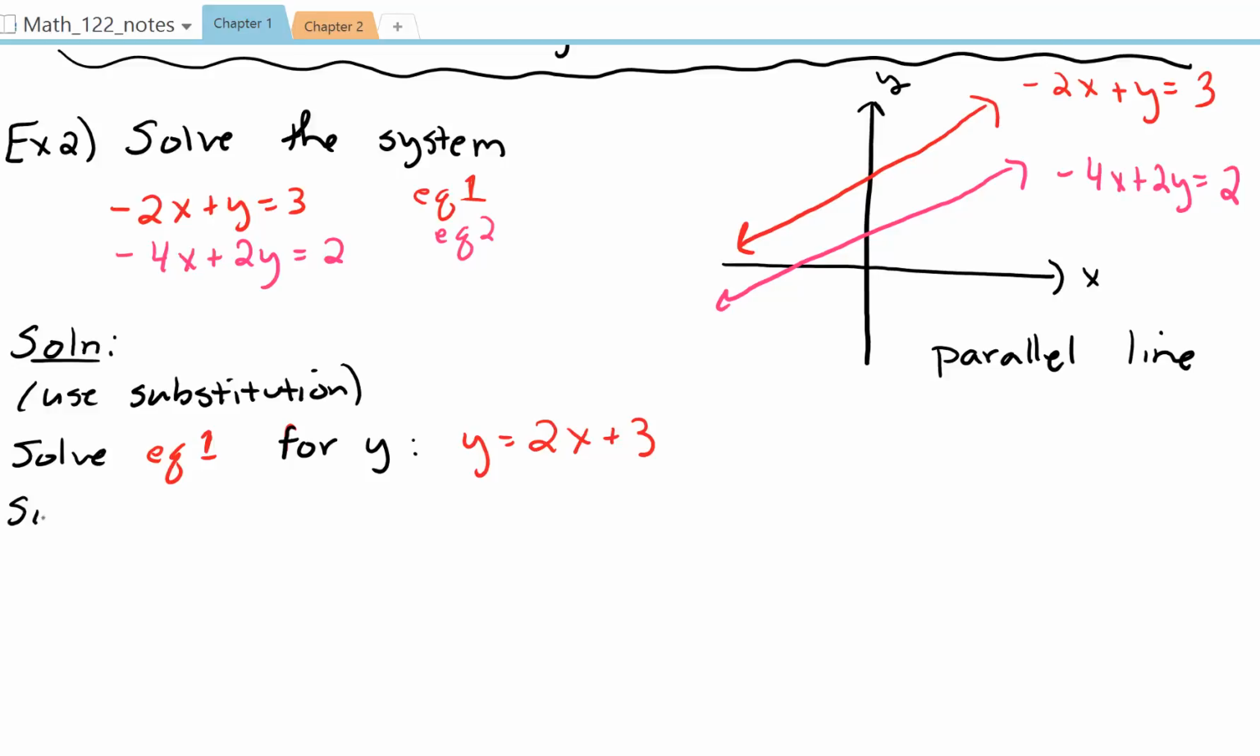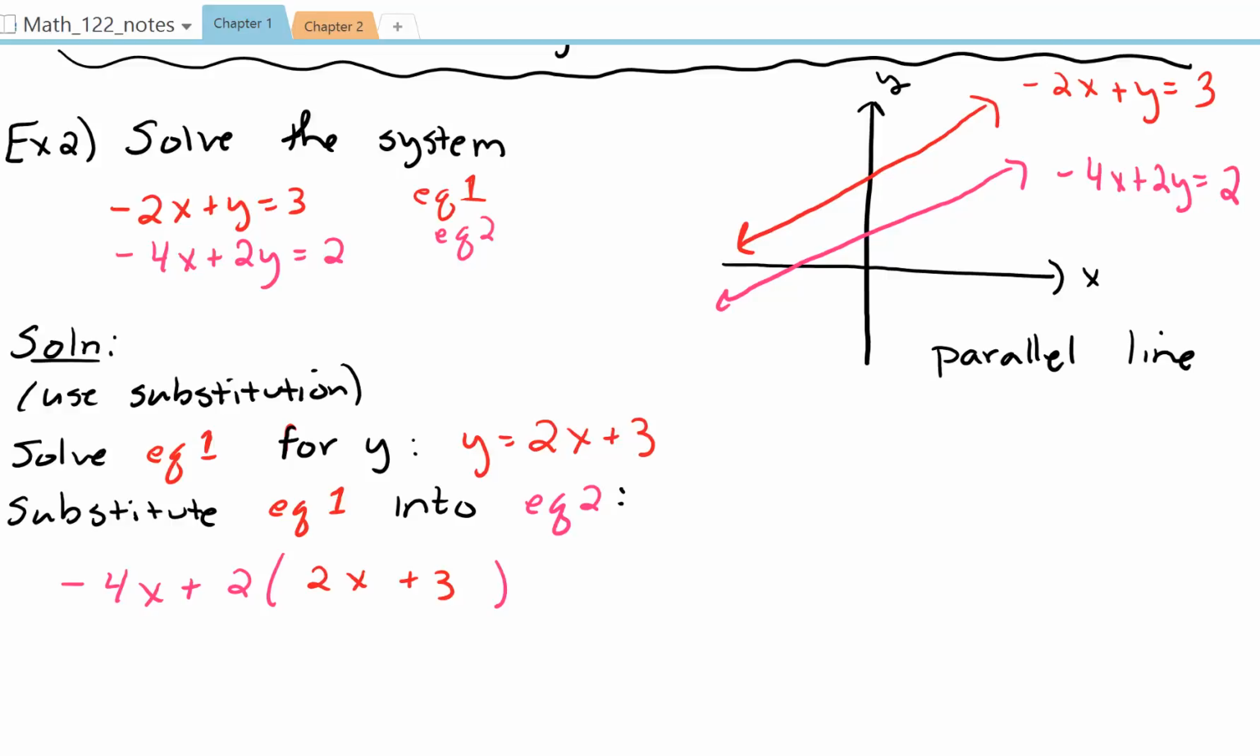Okay, and now our game plan is to substitute equation 1 into equation 2. Okay, so let's do that. So equation 2 says negative 4x plus 2y. Now we know what y is, we just found that out. That's 2x plus 3. And continuing on with equation 2, that whole expression equals 2 on the right-hand side.